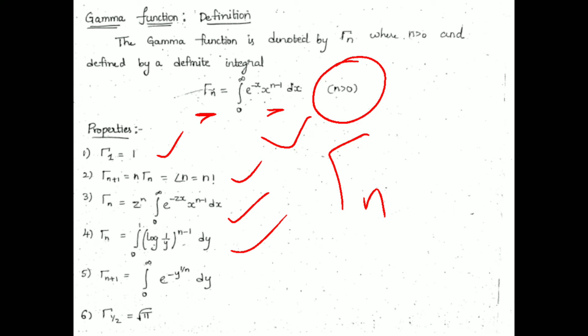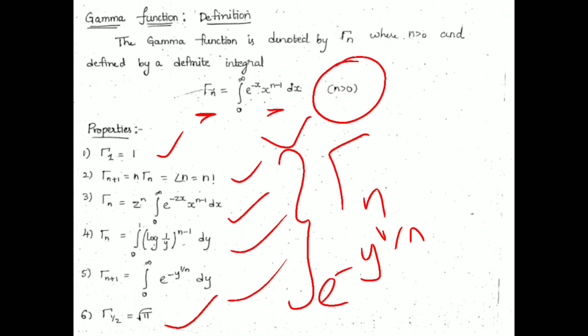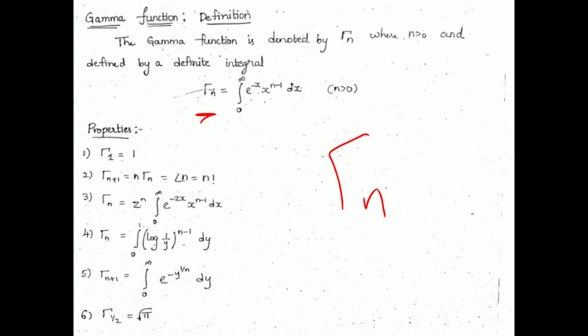Next, gamma of n plus 1 is equal to the integration from 0 to infinity of e raised to the power of minus y, and y raised to the power of 1 by n, whole into dy. This is another property. And next, gamma half is nothing but root pi. So these are all the properties of the gamma function. Now let us see the proofs of these properties.